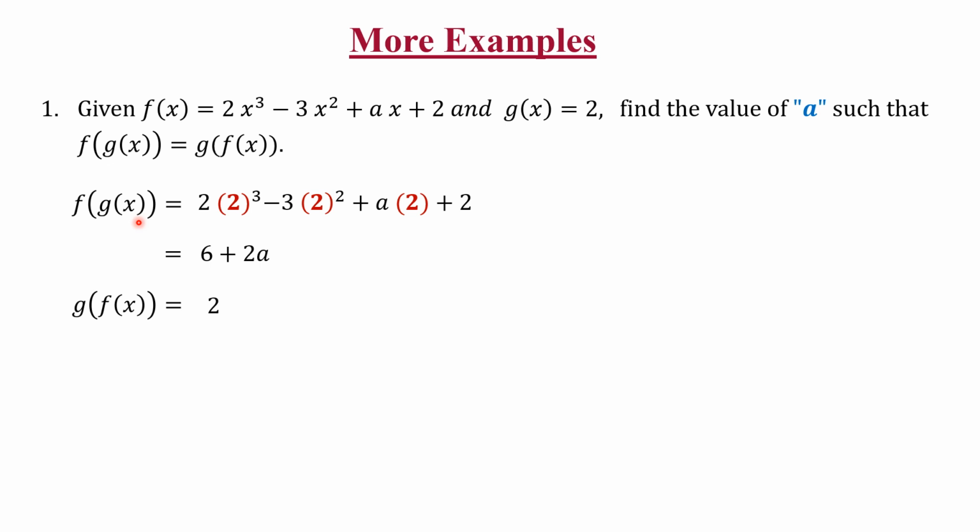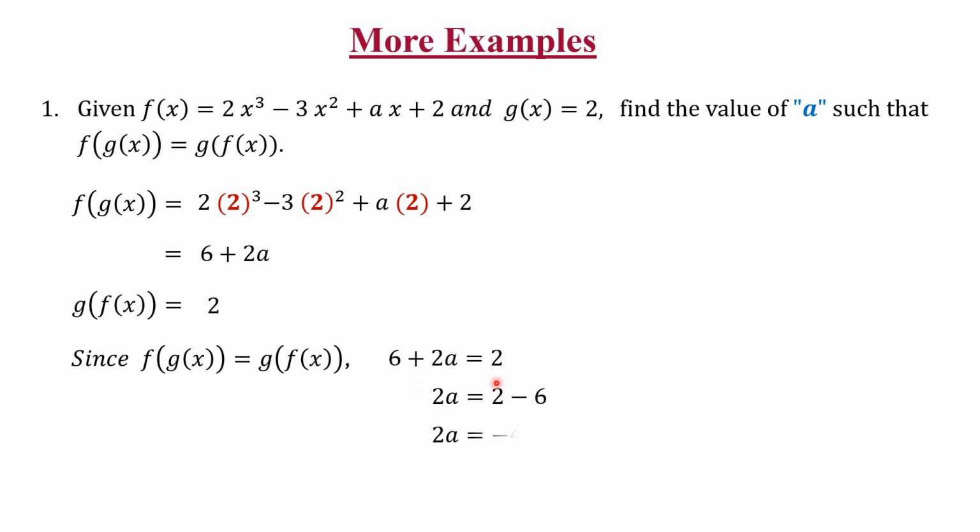F of g of x is equal to 6 plus 2a, and g of f is equal to 2. So we are now equating 6 plus 2a equal to 2. And then we can now find the variable a in this linear equation by moving 6 to the other side. So it will give us 2 minus 6, and 2 minus 6 is negative 4 equal to 2a. And then dividing both sides by 2, it will give us a value of minus 2.